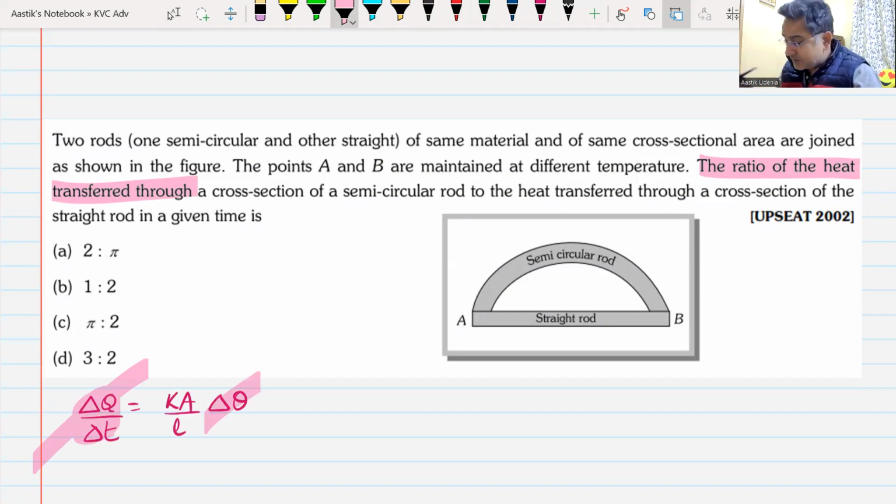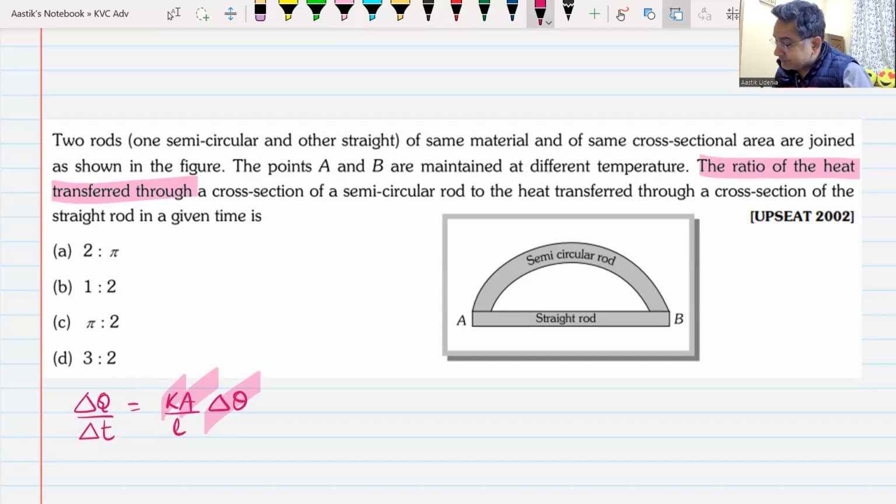The difference in temperature between the two things is the same. Same material, so K is the same. Same cross sectional area, so A is the same. Oh, you have to find dQ by dt. Sorry, I said that wrong. So you have to find dQ by dt. The rate dQ by dt will be inversely proportional to L.